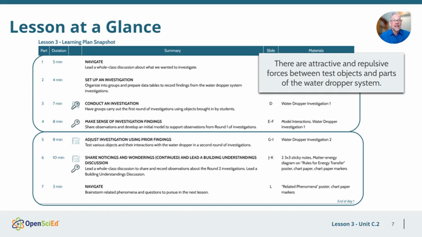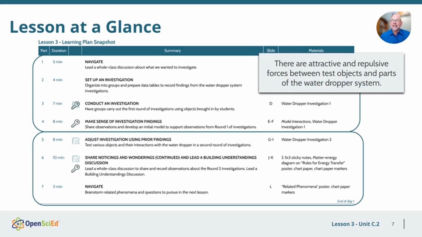In the second sense-making loop, students fine-tune the objects used to test in the water dropper system and conduct a second round of observations. They share out their noticings and wonderings, and the class participates in a building understanding discussion in order to pull out patterns that arose during their observations. To wrap up, students will brainstorm materials that they think are likely to produce sparks or static behavior and show how they might produce static electricity.